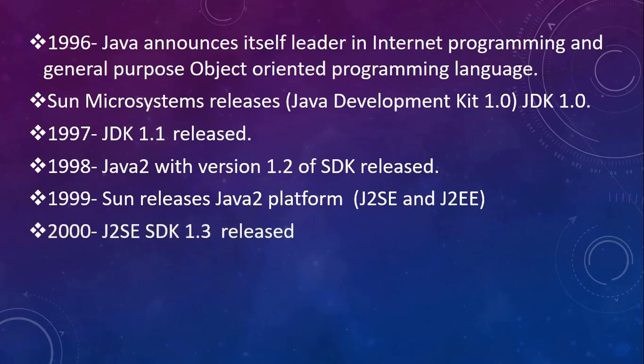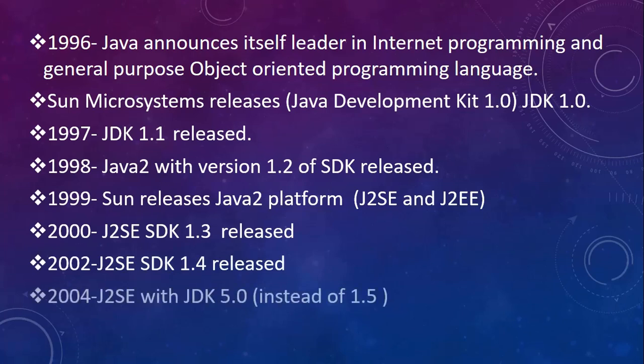In 2000, Java 2 Standard Edition SDK 1.3 was released. In 2002, SDK 1.4 was released. In 2004, J2SE with JDK 5.0 was released. It's very important to note that after version 1.4, there should be version 1.5, but Java just changed the name of the version from 1.5 and said it as 5.0.